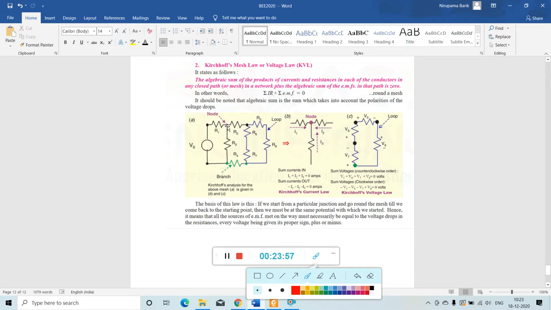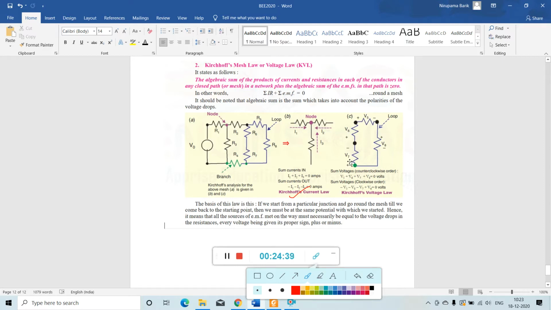In this node we can apply Kirchhoff's current law. I1 is entering the node, I2 is entering the node, I3 is entering the node. So I1 plus I2 plus I3 is equal to 0. This proves Kirchhoff's current law. Now consider this loop drawn here. This is R5, R6, R7, R8, and the voltage across each branch is mentioned here: B5, B8, B6, B7.